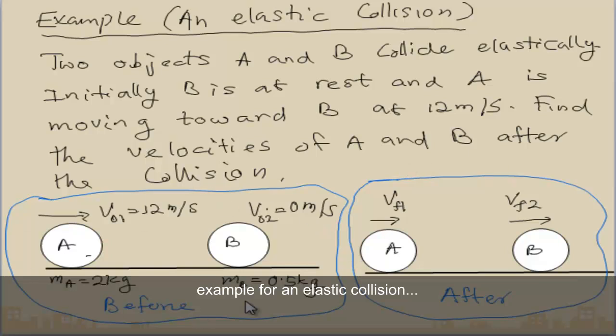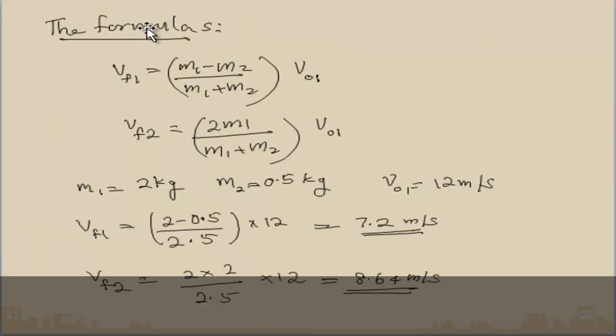So this is the situation before the collision. A is moving toward B at 12 meters per second and B is at rest. And after, let's assume that A is moving at VF1 and B is moving at VF2. So the formulas to find the final velocities are these. VF1 equals m1 minus m2 over m1 plus m2 times V01. VF2 equals 2m1 over m1 plus m2 times V01. So m1 equals 2 kilograms, m2 equals 0.5, and V01 is 12 meters per second.